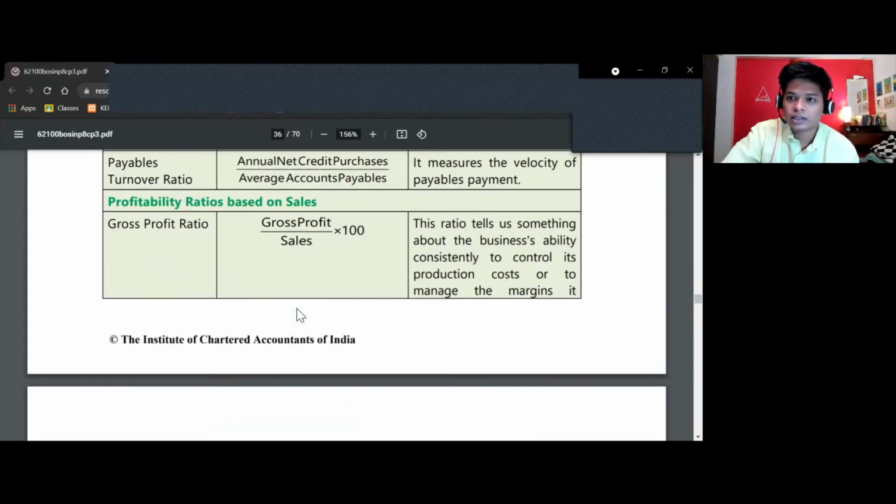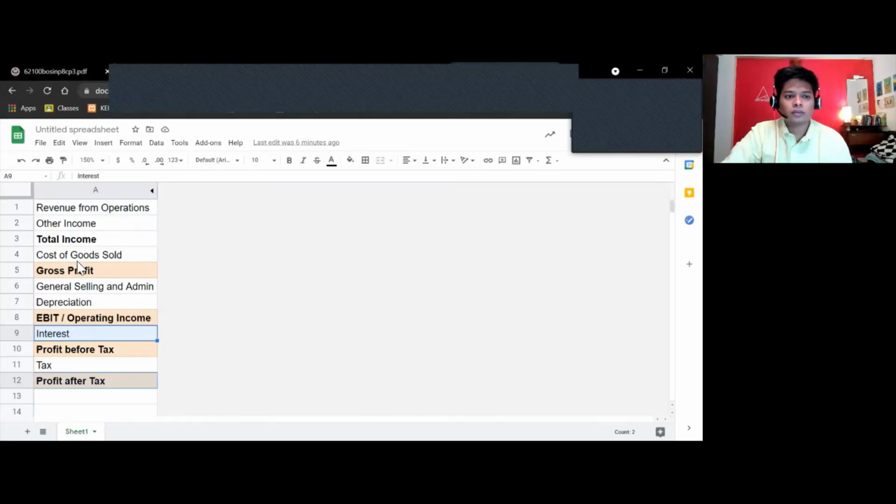Next is the profitability ratio. Profitability ratio is the easiest ratio, and it can be of 3 types. One is your gross profit. So what is gross profit? Total revenue minus cost of goods sold gives you gross profit. Now, if you take the gross profit divided by the revenue from operations, that gives you gross profit margin.